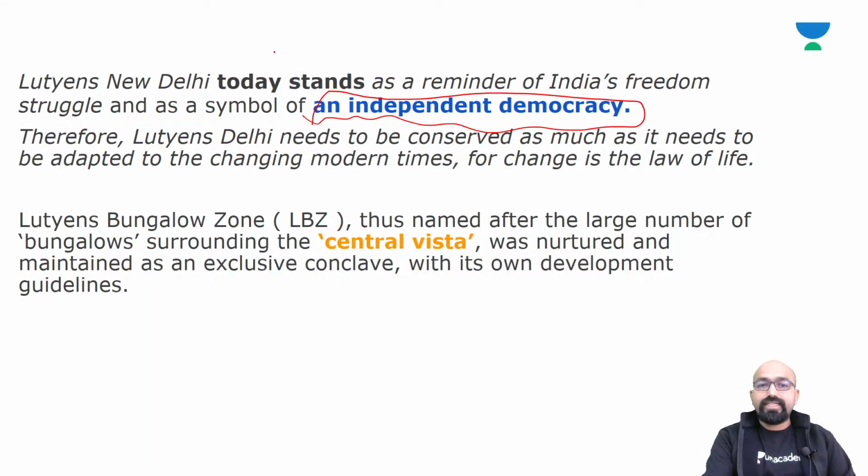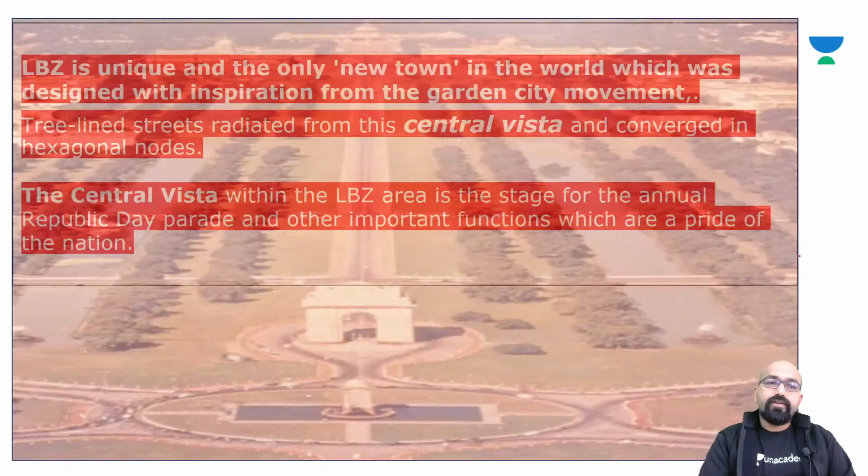Lutyens Bungalow Zone, LBZ, named after the large number of bungalows surrounding the central vista, was nurtured and maintained as an exclusive enclave with its own development guidelines. Now this Lutyens Bungalow Zone is unique, the only new town in the world which was designed with inspiration from the garden city movement, as we have covered the features of garden city. So basically it's like these tree lined streets.